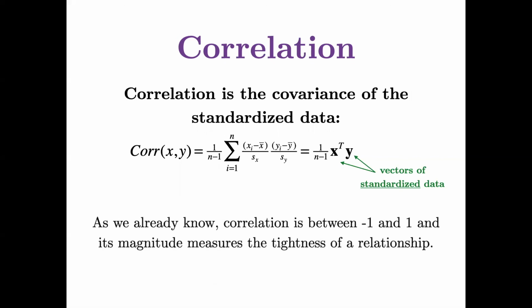And as we should already know, correlation is bounded between -1 and 1, and its magnitude measures the tightness of a relationship. Not the slope, just the strength of that relationship.